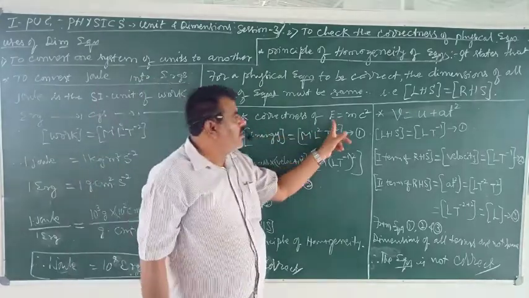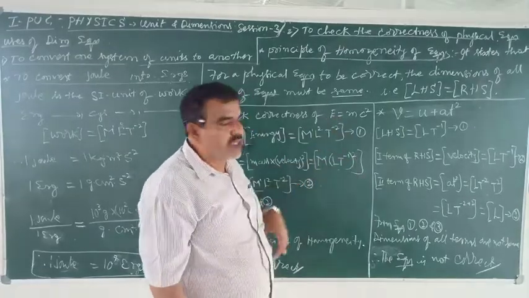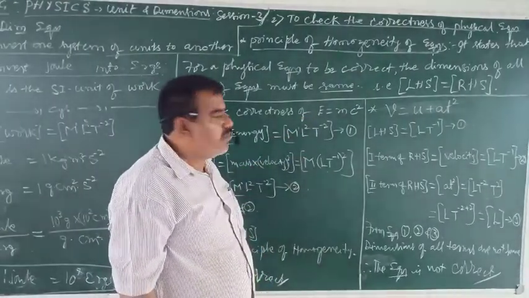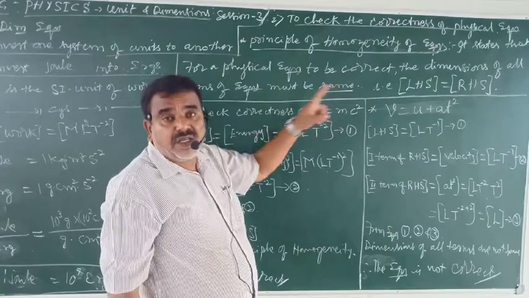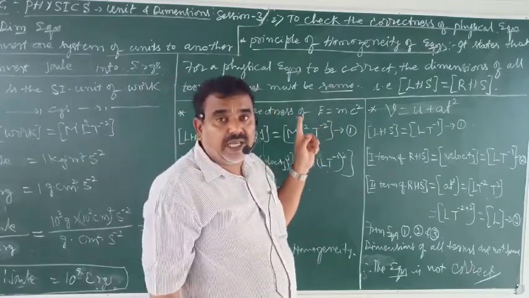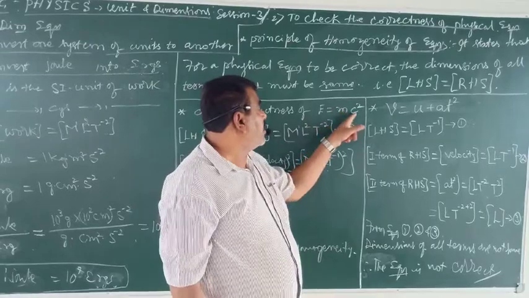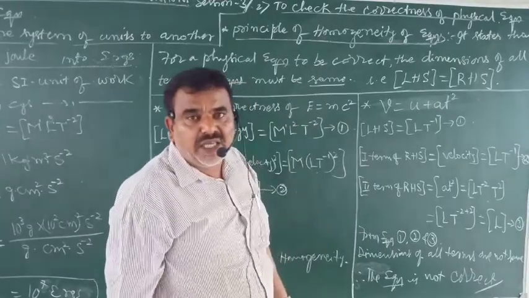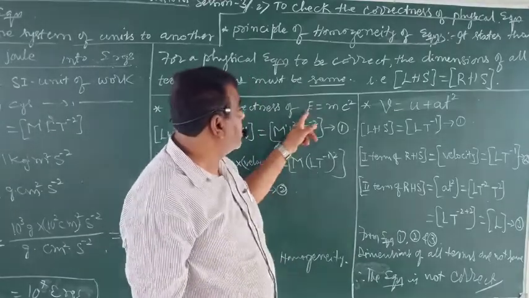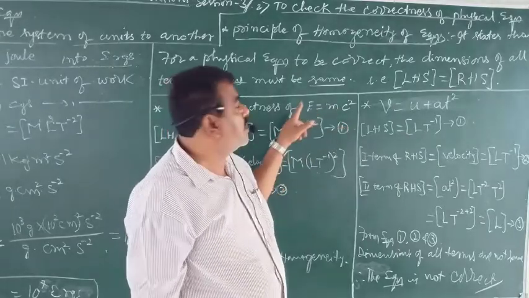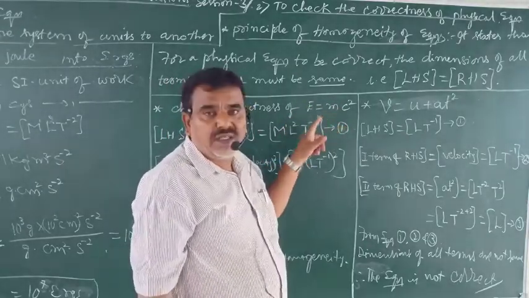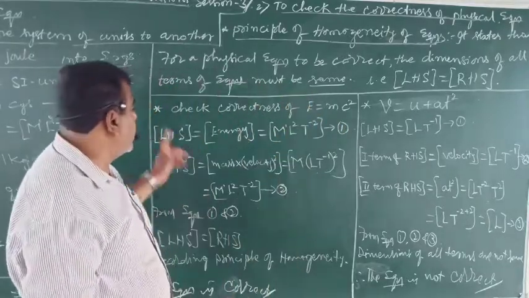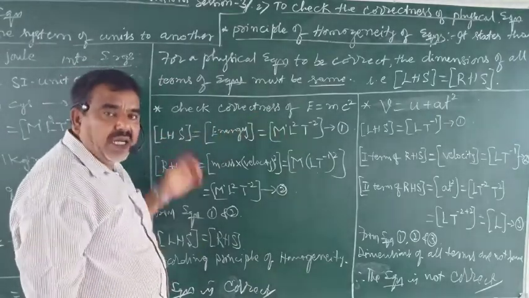Let us check the correctness of the equation, the very famous equation E equals mc square. E means energy, m means mass, c means speed of light, velocity of light in vacuum. So this is the relation between energy and mass. This is the highly significant equation given by the great ingenious scientist Albert Einstein. Let us verify whether it is dimensionally correct or not.